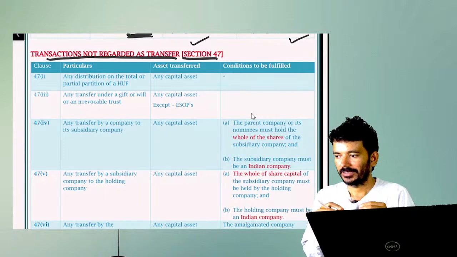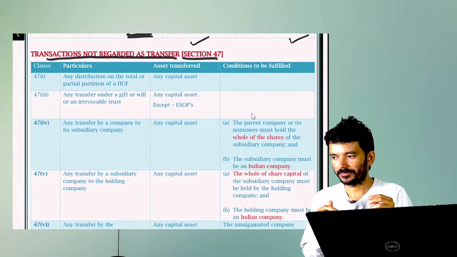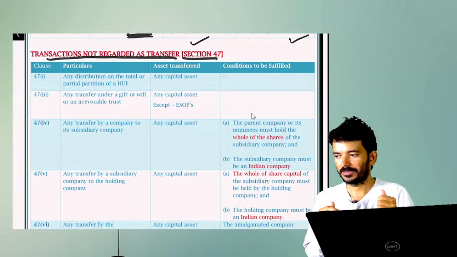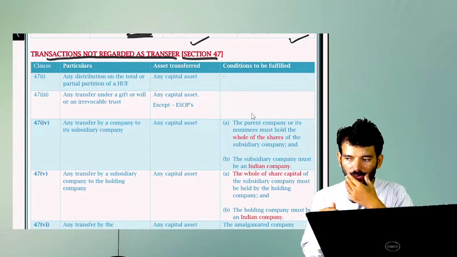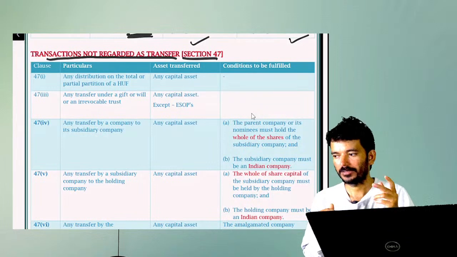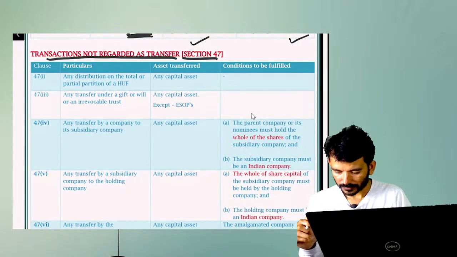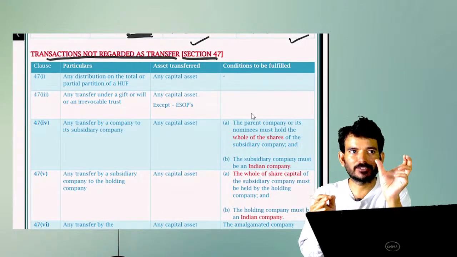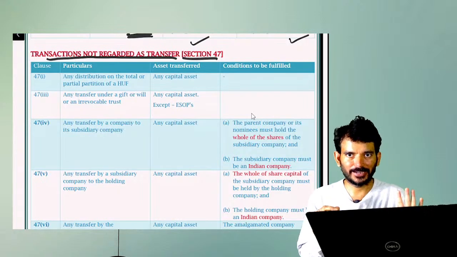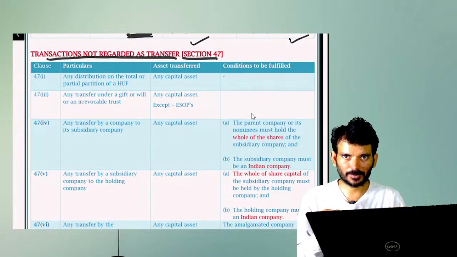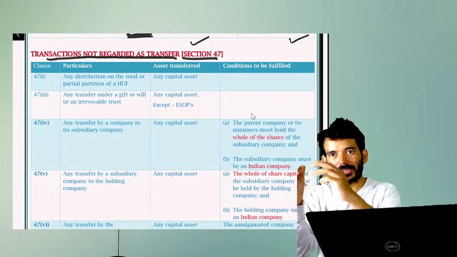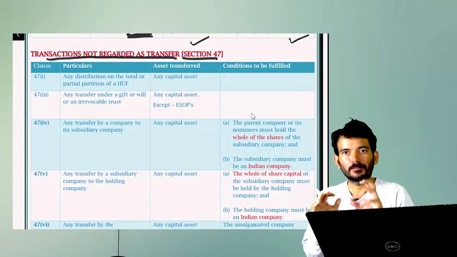It could be bonds, it could be debentures, it could be stock, anything. Okay, yeah. So first we started with what is a capital asset. We spent enough time on this: when you call something a capital asset, the exceptions, then when you call something a transfer and the exceptions, period of holding.